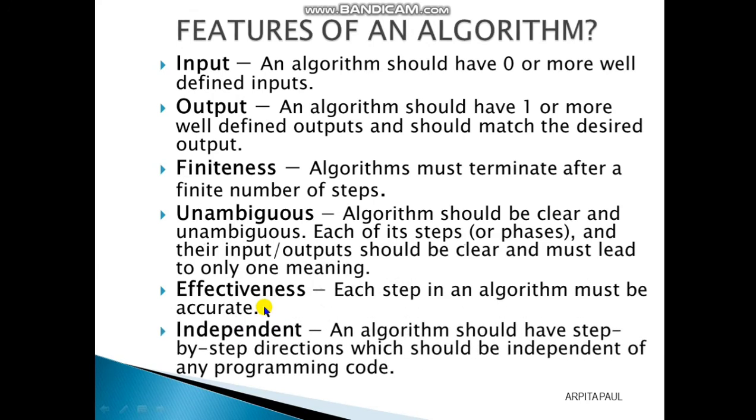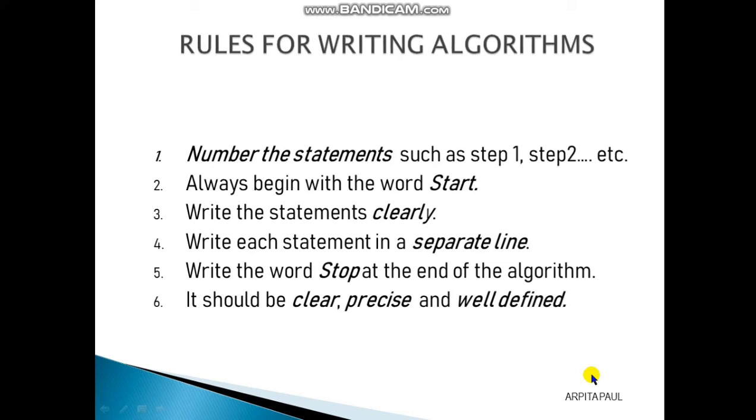Next one is independent. An algorithm should have step-by-step directions which should be independent of any programming code. Whenever you are writing the step-by-step directions or description, it should be independent of all programming languages. It should be the same for all programming code. These are the basic features of an algorithm that we have to follow whenever we are writing one. So how to write an algorithm? What are the rules we have to follow? See the rules for writing an algorithm.